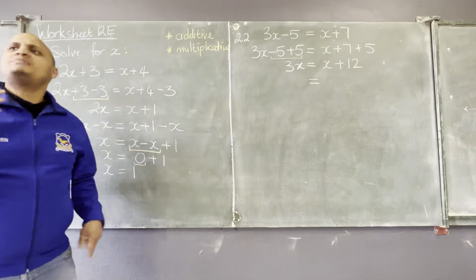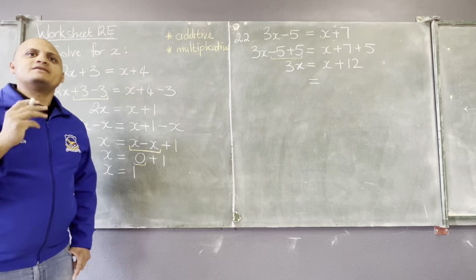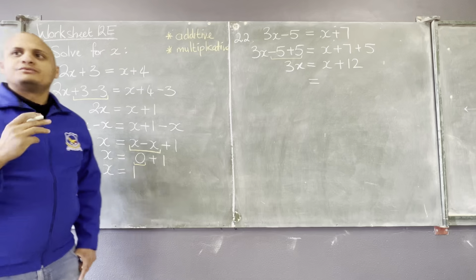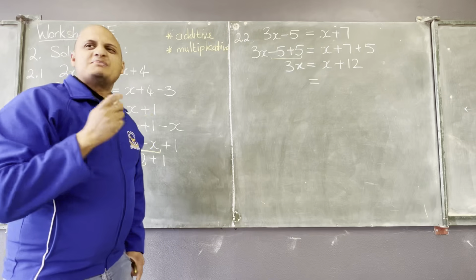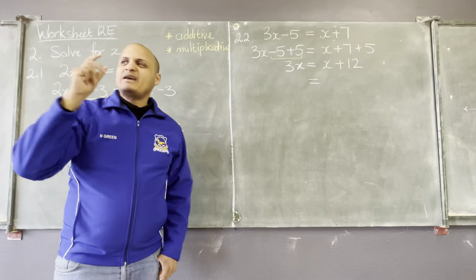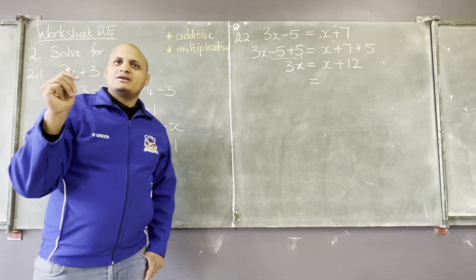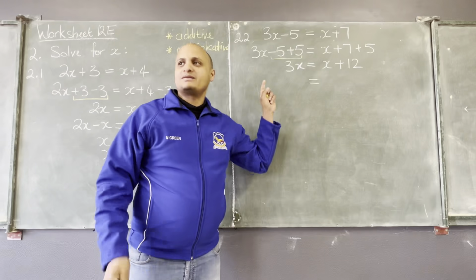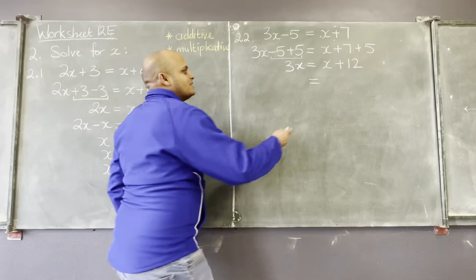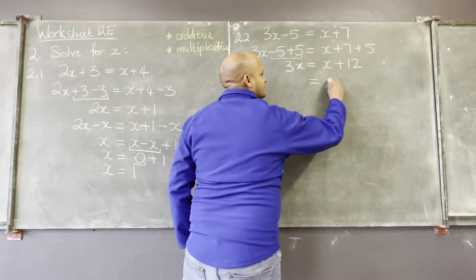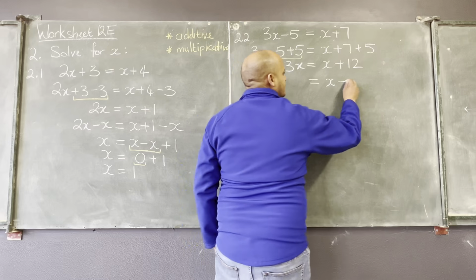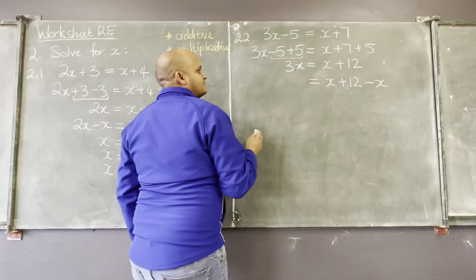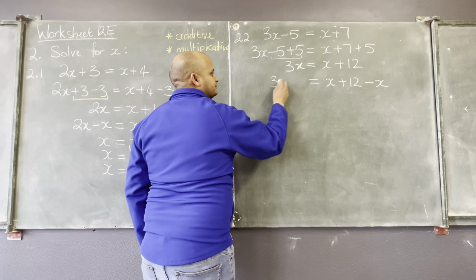Is everything in the right place yet? No. What must I still do? The x must come over, although I don't like that terminology. Okay, it doesn't come over, we subtract it from both sides. But that's what's happening. So I'm going to subtract x on the right-hand side. And I'm going to minus x on the left as well.